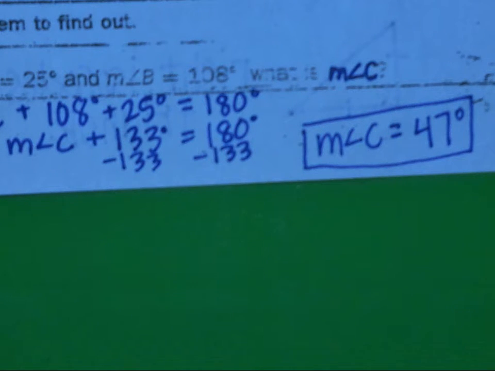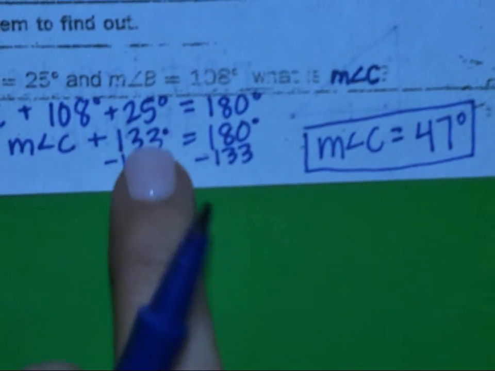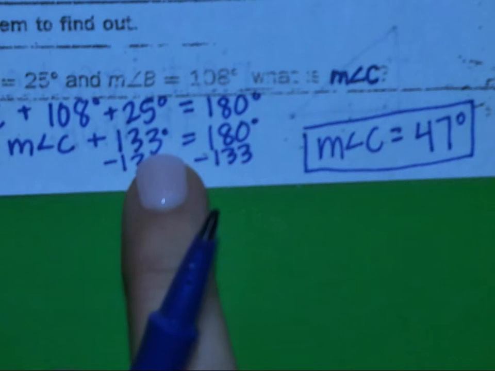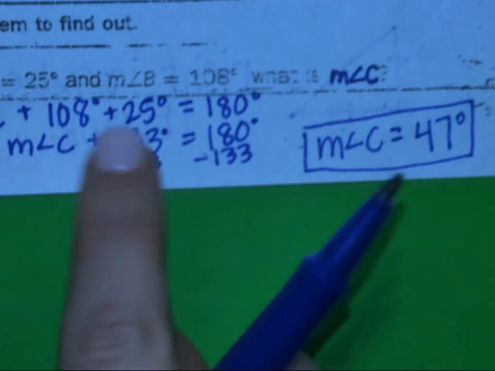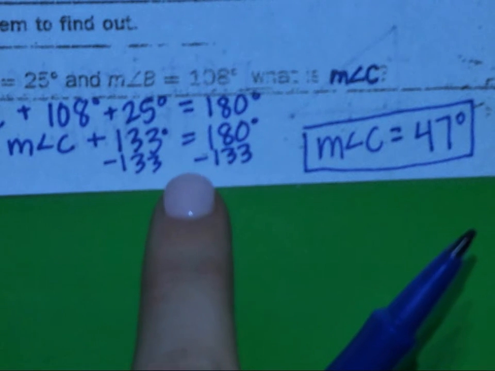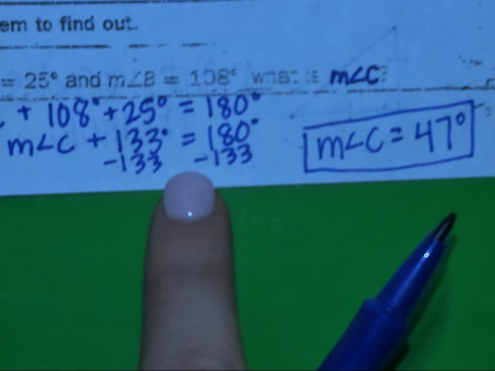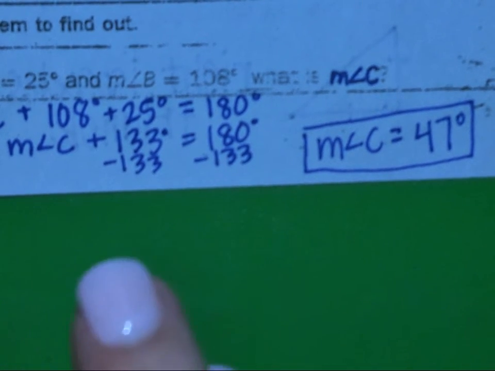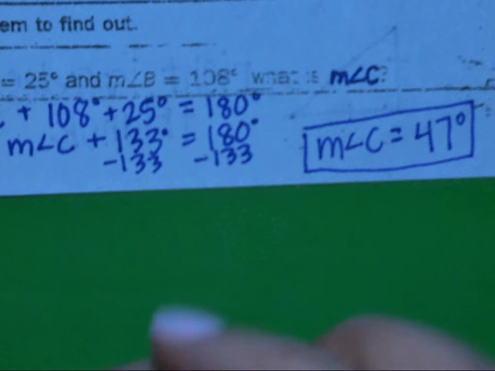Because you could just add up 25 and 108 and get 133. That's exactly what we're doing. You're just writing out your steps. See? We're adding 108 and 25 and then subtracting that from 180. You're just writing it in an equation. Does that make sense? Any questions? On a scale of 1 to 10, 10 being the easiest, how easy is it?